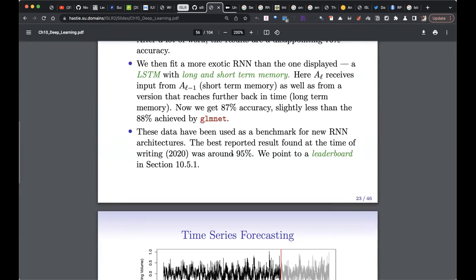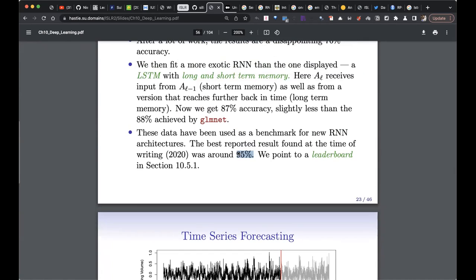So the best result found on this data set is 95%. Okay, so what they mean here is that this data has been used maybe for a competition. I don't know, they are talking about the leaderboard, but several people train on different architectures for RNN with this data, and the performance is 95%.